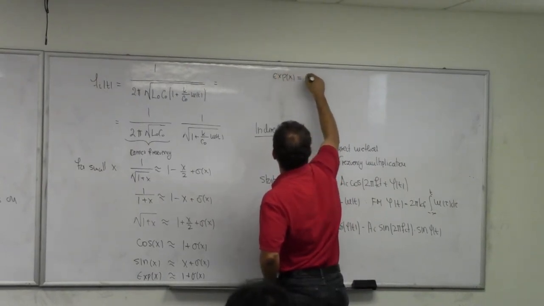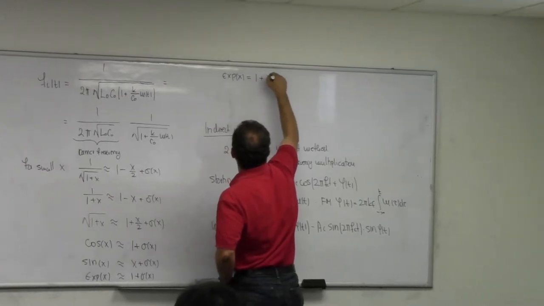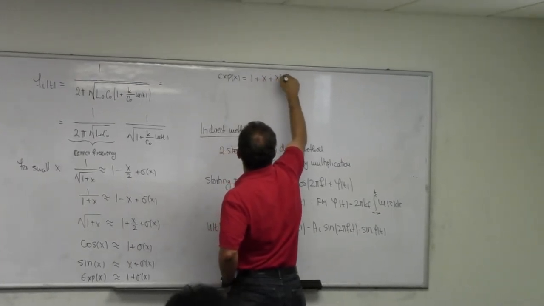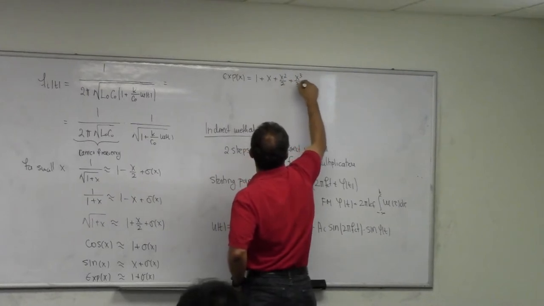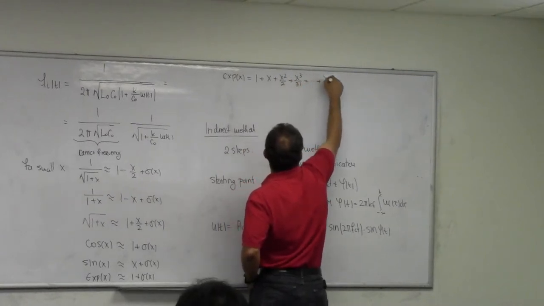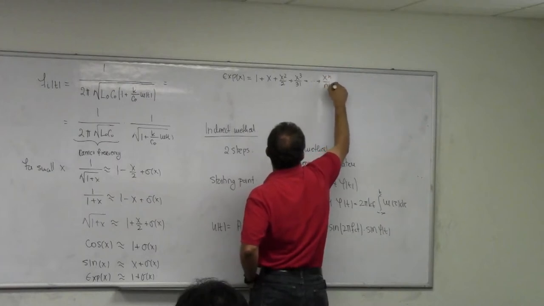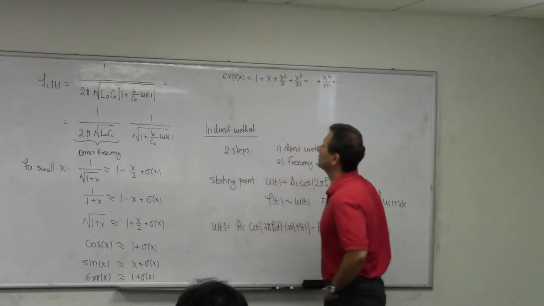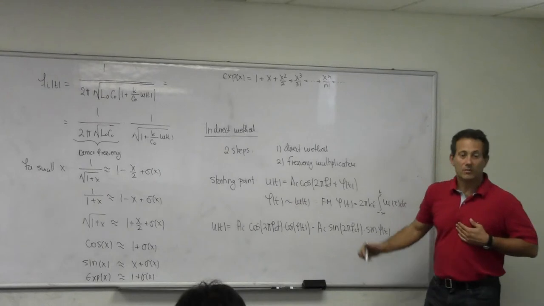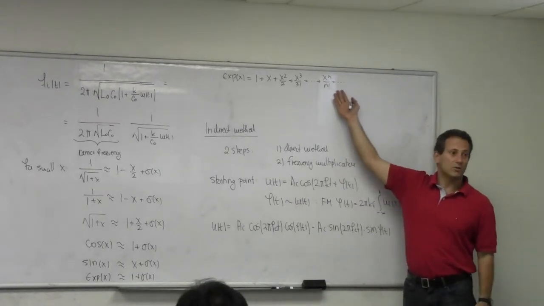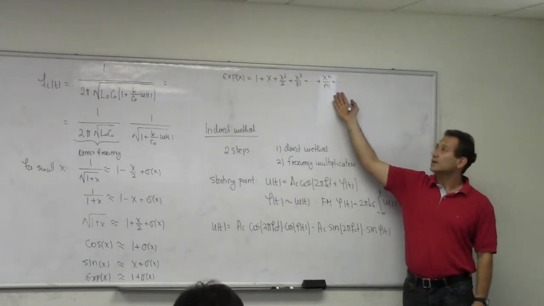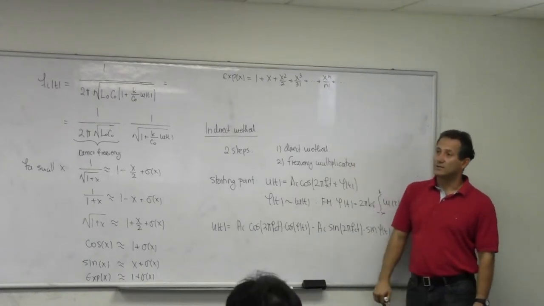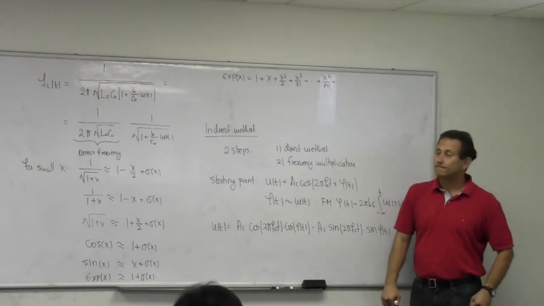What is e to the x? It's 1 plus x plus x squared over 2 plus x cubed over 3 factorial plus, and so on, plus x to the n over n factorial. You know that one, right? This is called the Maclaurin series for e to the x. It's how we actually define e to the x.